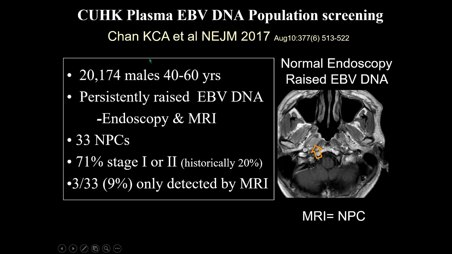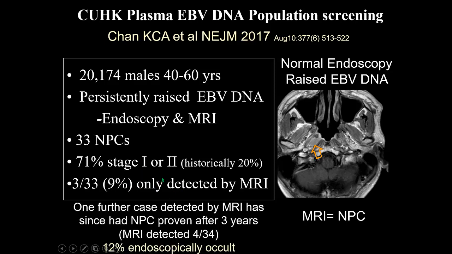We then went on, and we've just been involved recently in a population screening study, an EBV DNA screening study of 20,000 men in Hong Kong. Those with persistently raised EBV DNA, not just one, they had to have 3, went on and had endoscopy and MRI. They picked up 33 NPCs, and the important thing is that 71% were early stage. Historically, it's only 20%. So this could be a game changer. If we can pick these up early, all early cancers, we can actually change the face of NPC for the future.